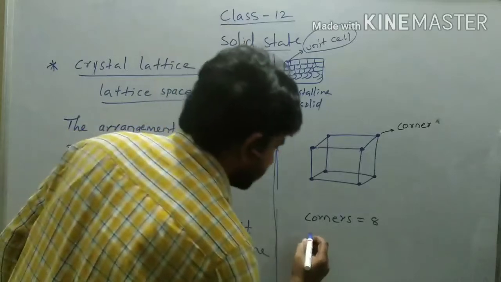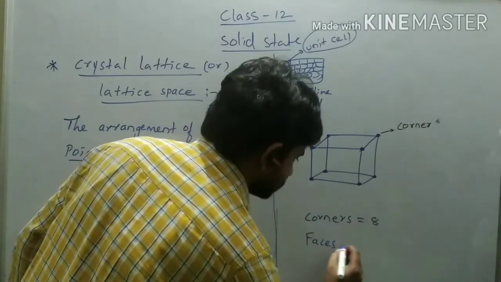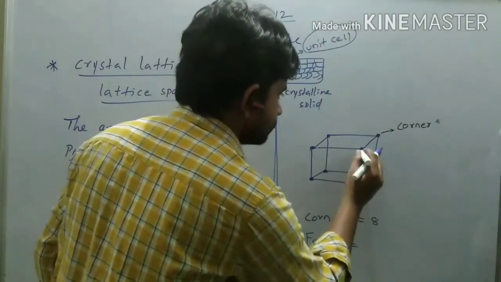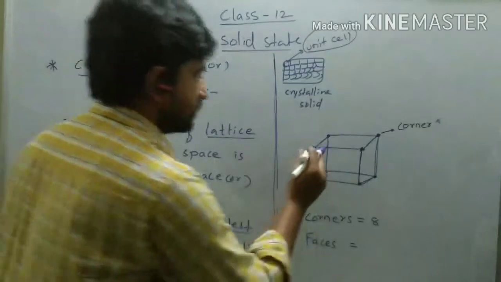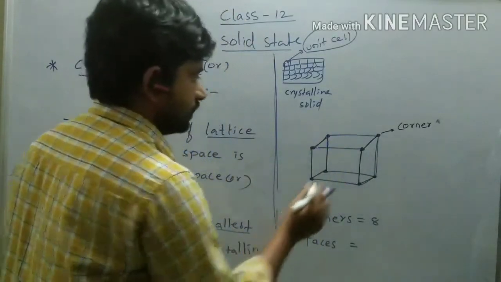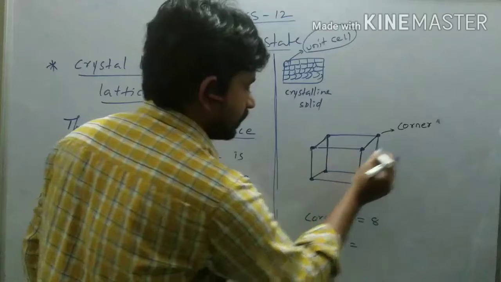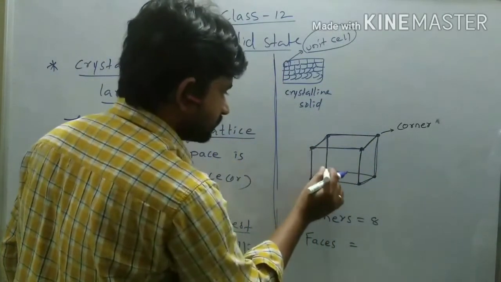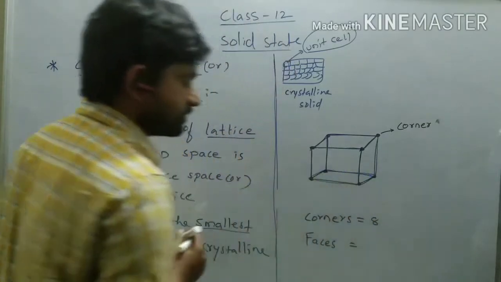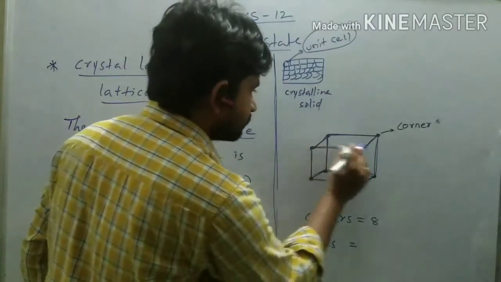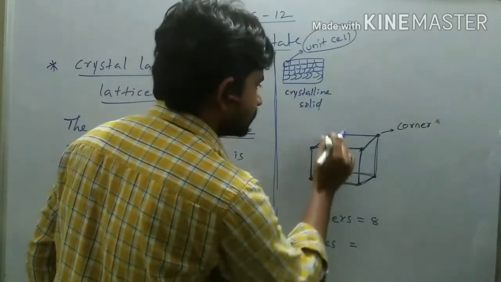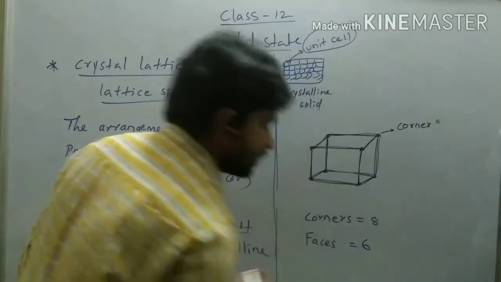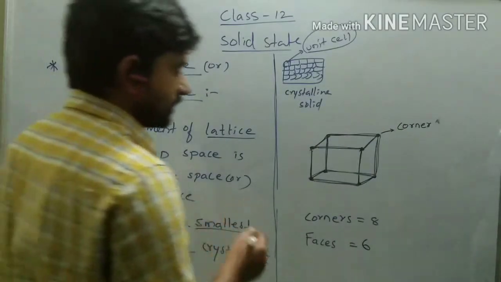The next term, faces. How many faces are there here? This is one of the faces, and here right side and left side, above and below. This is the above face, this is the below face. The next, the front side one face will be there, then the back side one face will be there. So in total, 6 faces are there.